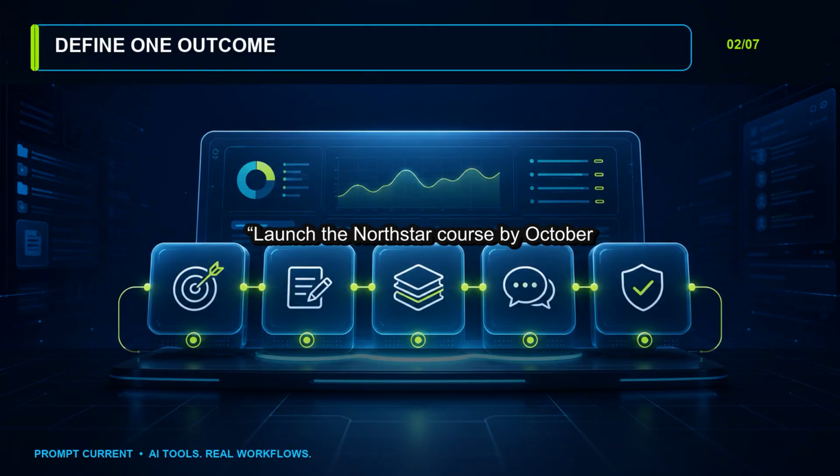The first mistake is creating a project around a broad topic. Marketing is not a project. Launch the North Star course by October 15th is. A good project has one outcome, one owner, a time horizon, and a clear definition of done.